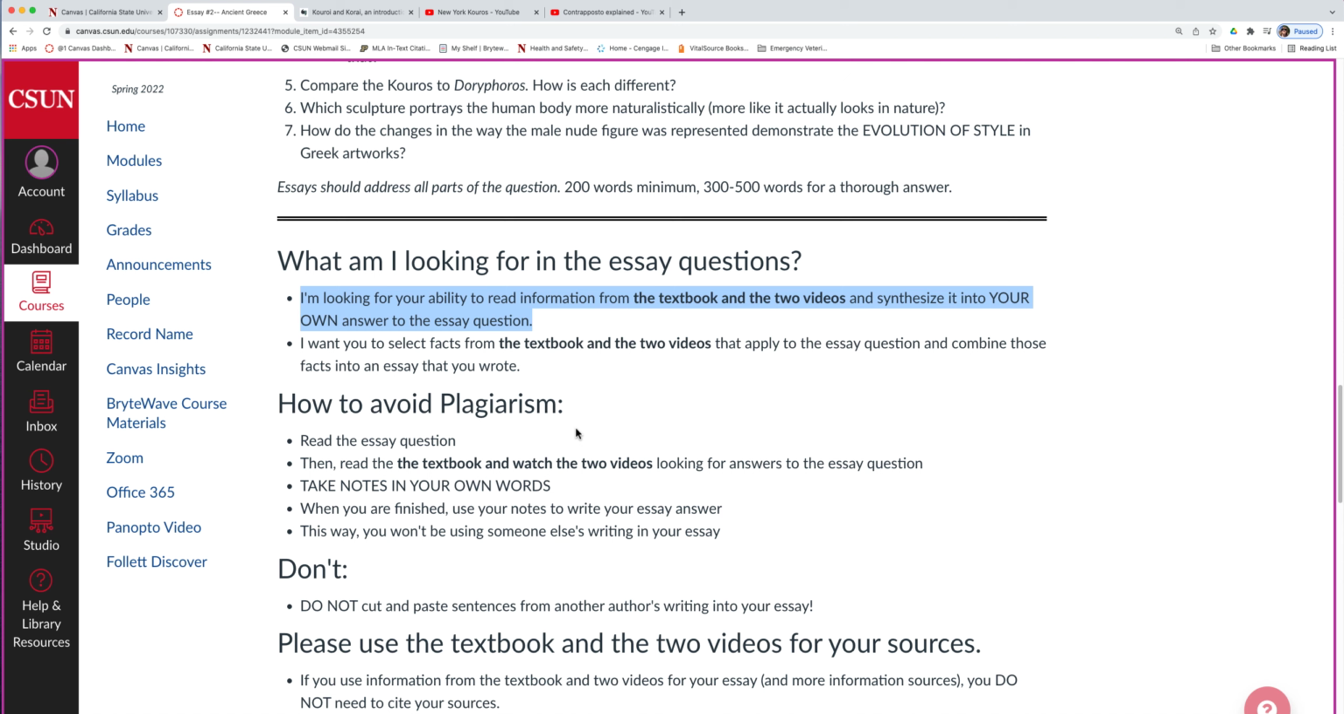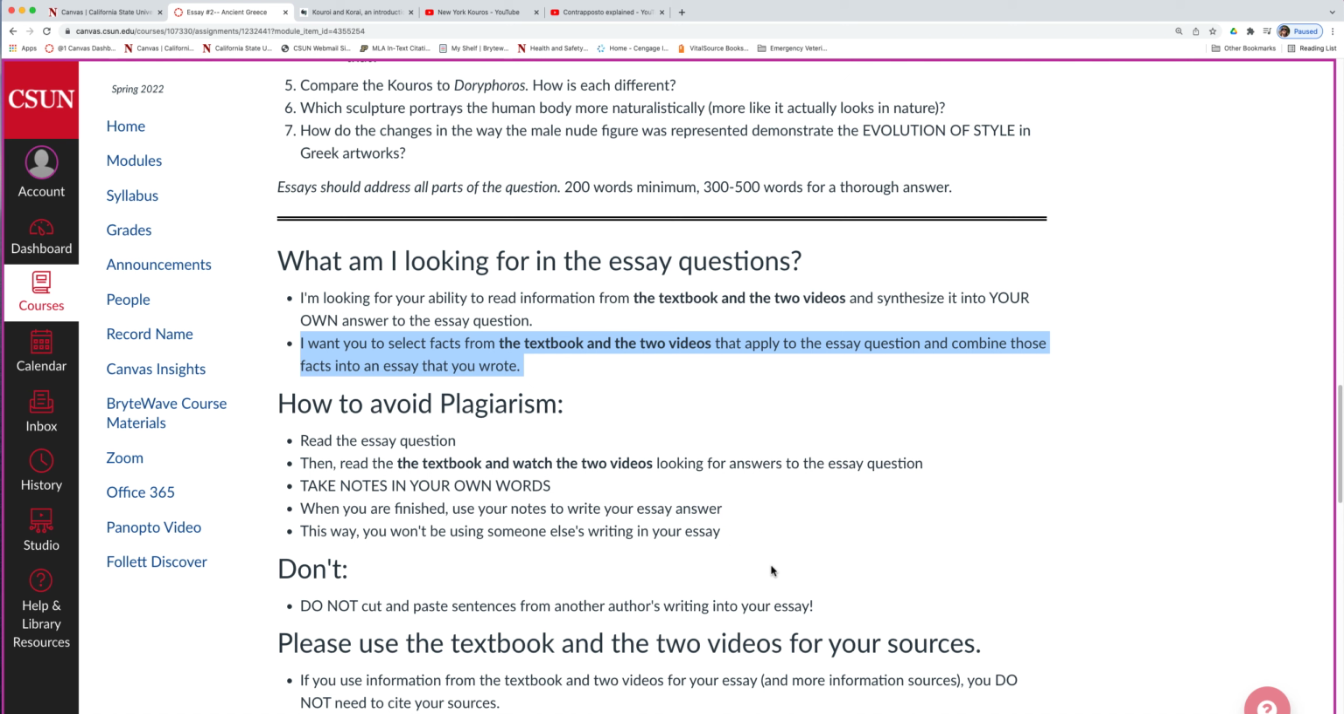And so I want you to take these select facts from the textbook and the two videos that apply to the essay question and combine these facts into an essay that you wrote. So I'm really looking for you to write this in your own words. I'm not looking for you to go on the internet and copy something that you found there. I want you to take notes as you're reading the textbook and watching the video. Take notes in your own words and then use your notes to write your essay answer.